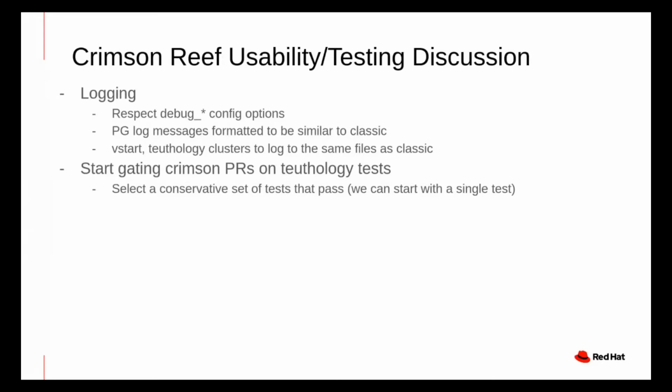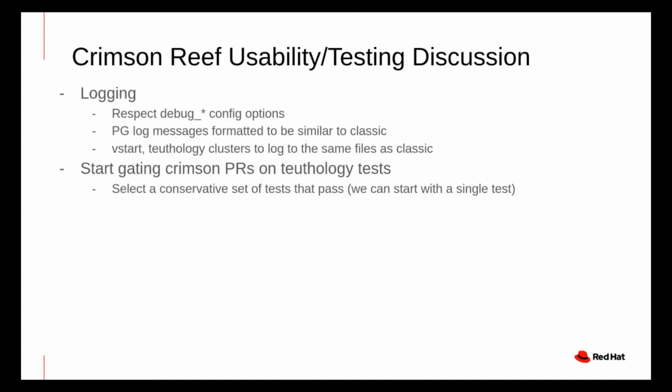And finally, vstart and Teuthology log to different files in Crimson than they do in Classic. We log to osd.0.stdout instead of osd.0.log, and there are a few other differences. And I think we want to eliminate that difference as well. These seem like minor things, but as the wider community starts to interact with Crimson, we're really going to want to make sure that everyone's on the same page with debugging, especially when the differences from Classic aren't actually that important.